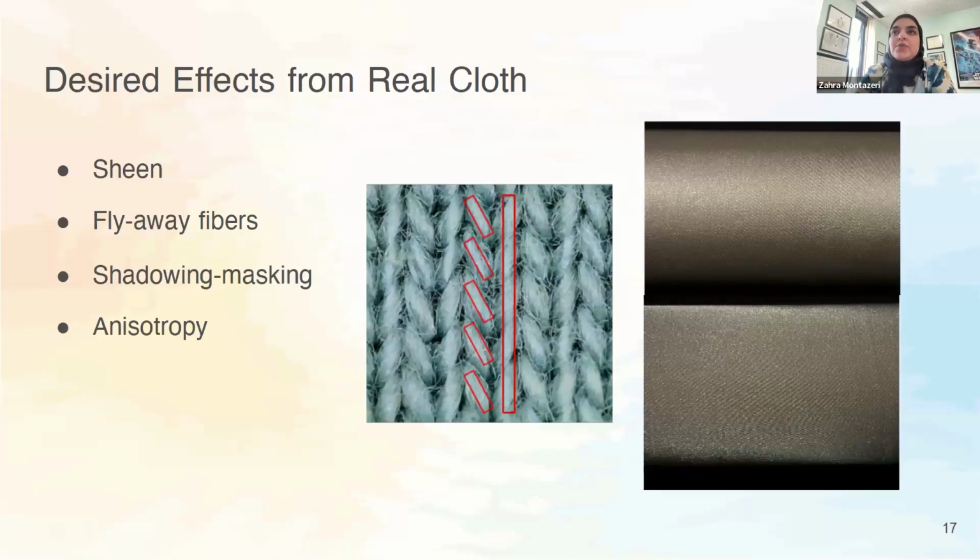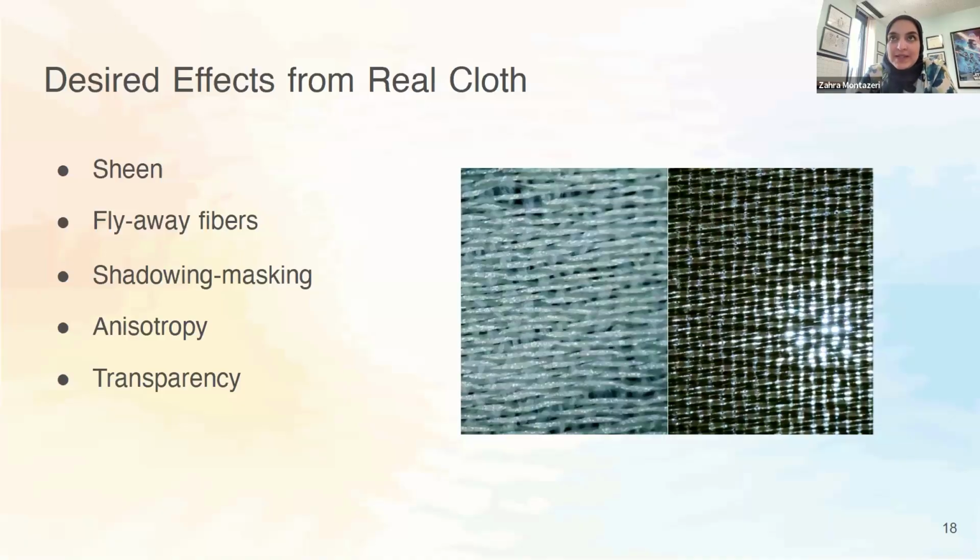Another effect that we are interested in is the anisotropy effect, because when you see the cloth from different directions, it appears differently. For example, the top one is the exact same material as the bottom one, just rotated 90 degrees, and you see how different they look. So this is another feature that makes cloth more challenging to reproduce, but again, it's fabric specific. We also have transparency in cloth.